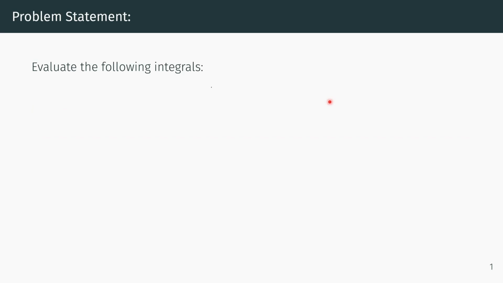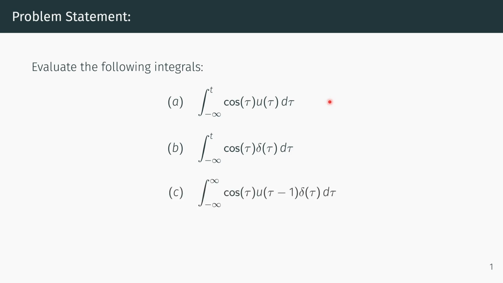The problem statement goes like this. We are asked to evaluate these three integrals. The first one is the integration of the product cos tau and u of tau, with integral limits from minus infinity to t. The second integral is the integration of the product cos tau and delta of tau, again with limits from minus infinity to t. And the third integral is the product of three functions, cos tau, u of t minus tau and delta of tau, and we have to integrate from minus infinity to plus infinity. So let us solve these problems one by one.